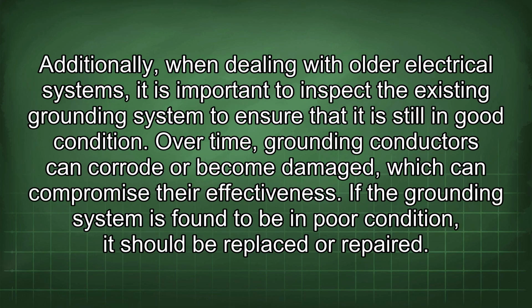Additionally, when dealing with older electrical systems, it is important to inspect the existing grounding system to ensure that it is still in good condition. Over time, grounding conductors can corrode or become damaged, which can compromise their effectiveness. If the grounding system is found to be in poor condition, it should be replaced or repaired.